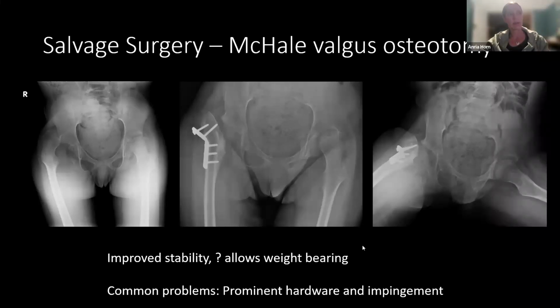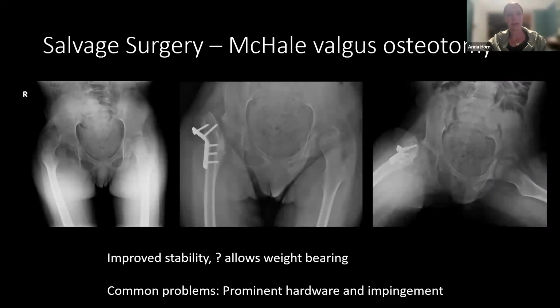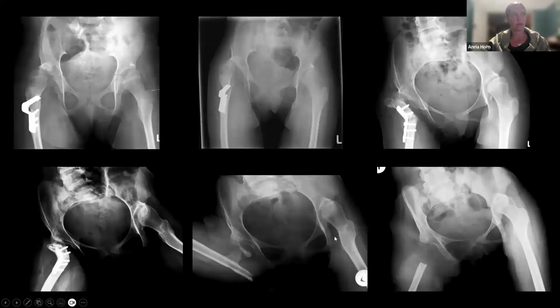I'm not really sure that the increased stability does facilitate weight bearing. Most of these children are so far gone that they won't weight bear anyway. But the big problem is the hardware and the impingement. And I have revised quite a few of my own and my predecessors' McHales to Castles, so I don't do that anymore. Here's just another example.